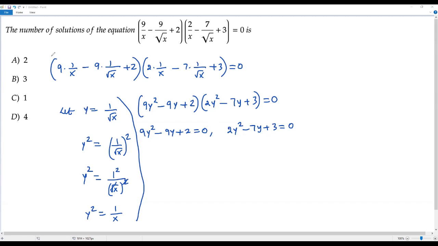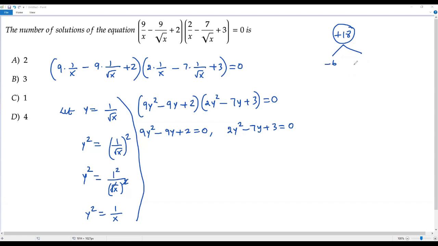Anyways, as I said already, the number of solutions means we have to understand the number of real solutions. So for that we have to solve for y properly. Okay, so let's try to solve the first quadratic equation over here by factoring. For that we have to multiply the constant term positive 2 by the coefficient of y², which is 9. When I multiply this positive 2 by 9, I am getting positive 18. Now I have to get two factors of positive 18 so that the sum of the two factors is equal to the coefficient of y, that is negative 9.